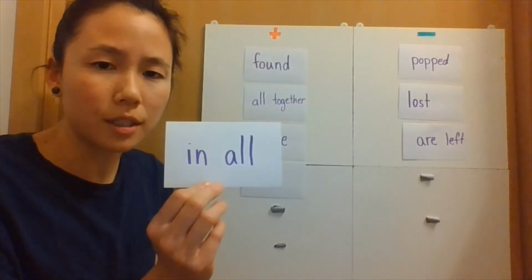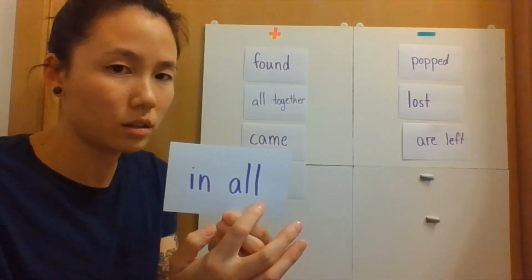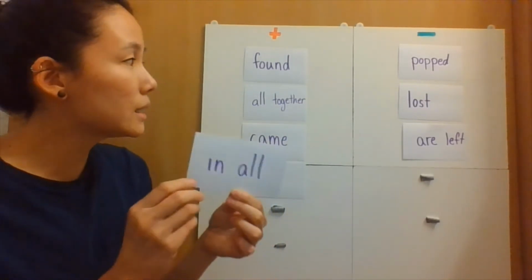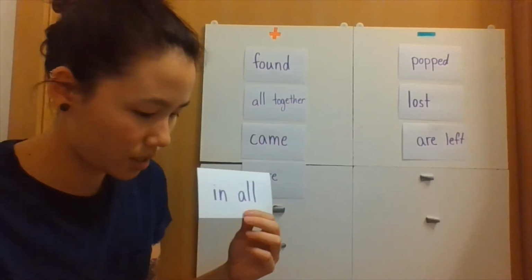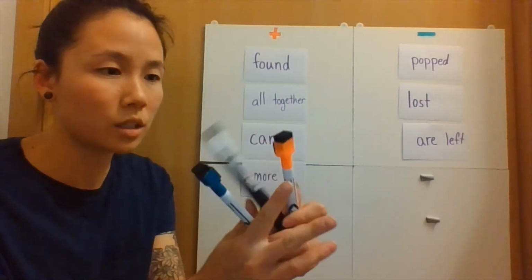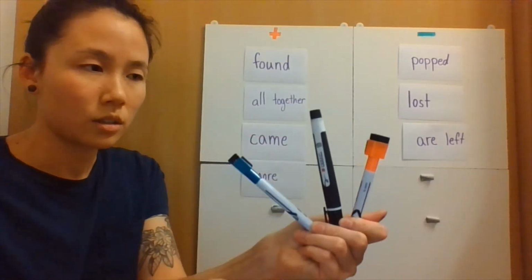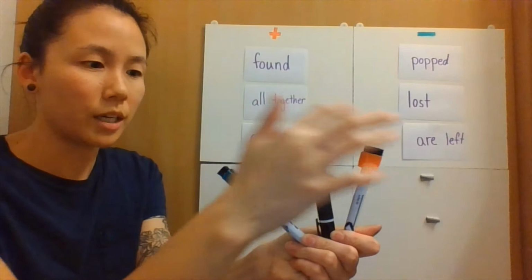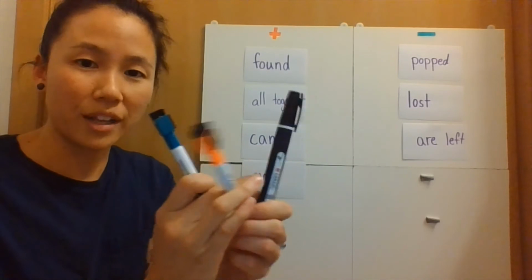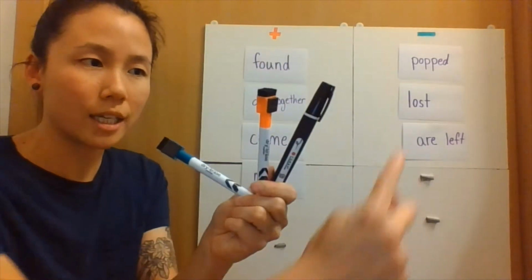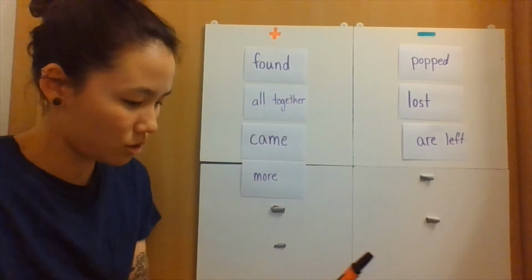The next one is going to be in all. Can you guys say that? In all. This one is actually really similar to all together. So it's saying that maybe you have a bunch of something and we want to know in all, how many do you have? So you want to know how many. If I said I have 1 green marker, I have 1 orange marker, and I have 1 black marker. How many do I have in all? It has the same meaning as all together, so we can use addition.